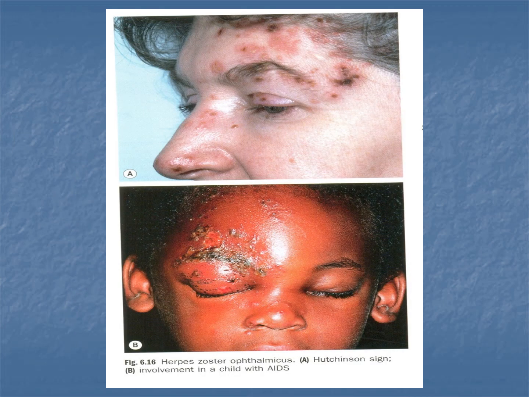In this upper picture, picture A, there is involvement of the left side of the ophthalmic nerve. You can see the lesions on the side and tip of the nose, that is the Hutchinson sign. In the lower figure, picture B, there is also involvement on the right side, with vesicles and edema of the lids and periorbital region. And of course, involvement of the side and tip of the nose is also there.